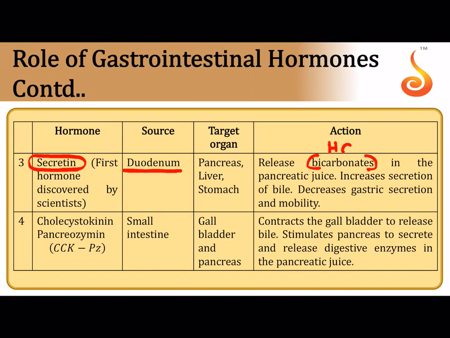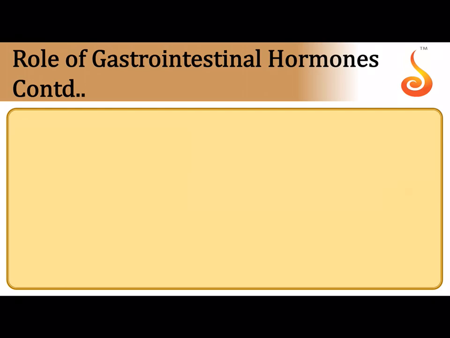Why bicarbonates? Because the stomach acid, with which the food is mixed, has reached into your intestine. It can damage the lining of the intestine. As a result, there is a lot of bicarbonate that is poured into the pancreatic juice. Secretin also increases the secretion of bile, and at the same time it inhibits the secretion of gastric juice and inhibits the motility of the stomach. Cholecystokinin is involved in release of bile from the gallbladder and release of digestive enzymes from the pancreas. Again, it is secreted by the small intestinal endocrine cells.